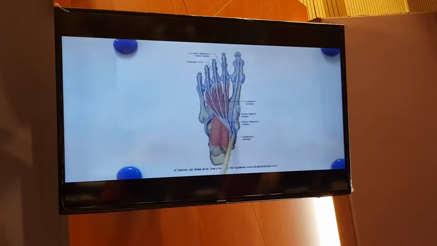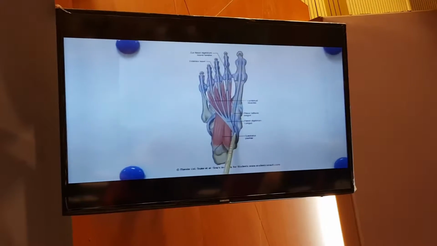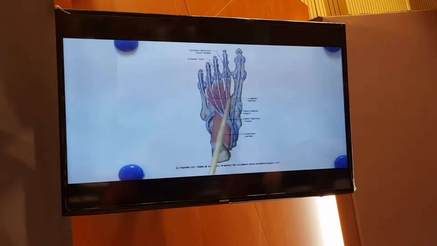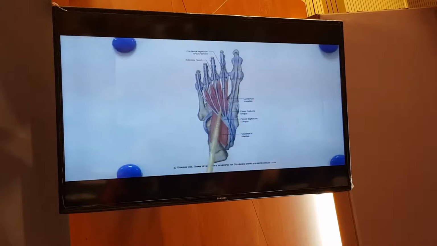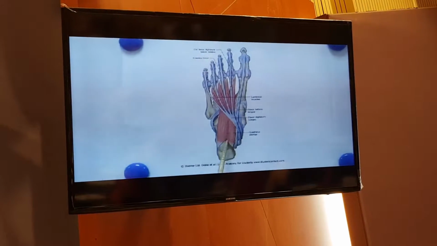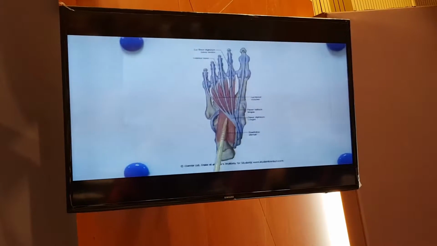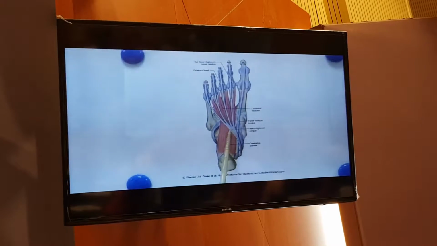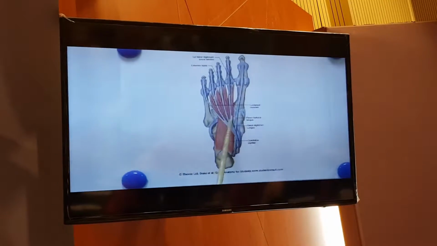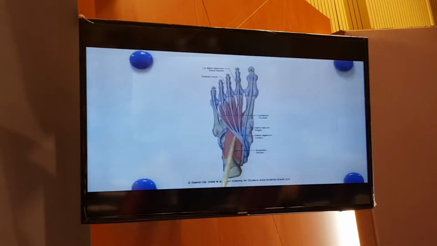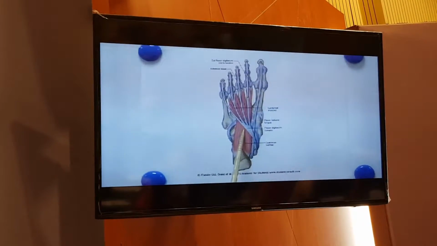Look here, the flexor digitorum longus tendon is attached anteriorly by the lumbrical muscle, and it is attached posteriorly by the quadratus plantae muscle. Look here, this is the flexor digitorum longus. Anteriorly, its tendons are attached by lumbrical muscles. Posteriorly, it is attached by the quadratus plantae muscle.